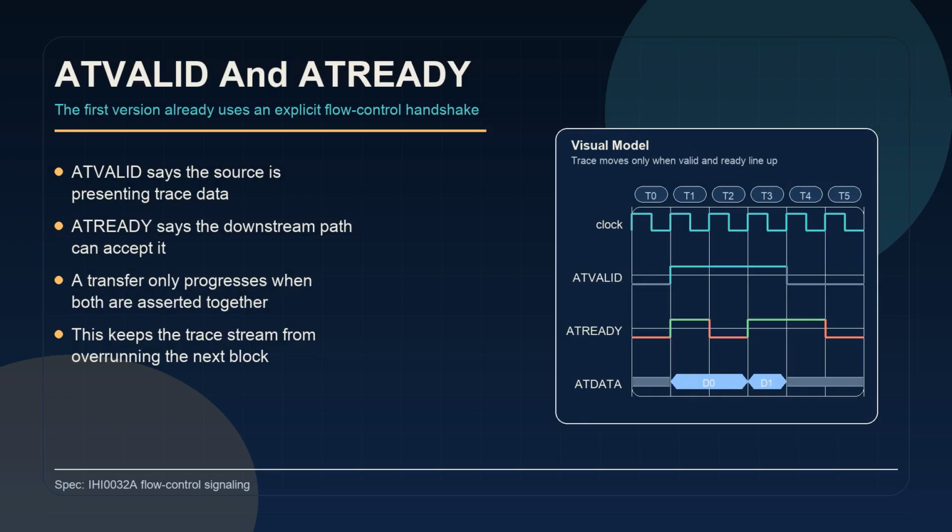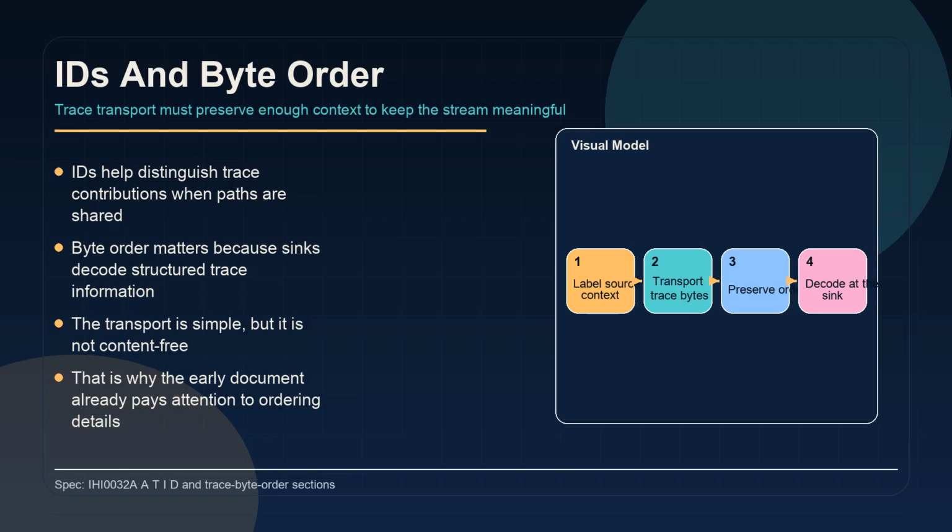The heart of the original ATB transport is the valid and ready handshake. The source says data is available, the downstream path says it can accept it, and only then does the transfer advance. Flow control is not the whole story. A trace transport also has to preserve enough context so the sink can still make sense of what it receives. That is why the early issue talks about IDs and byte order.